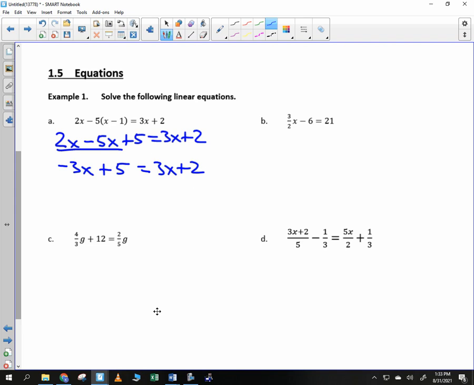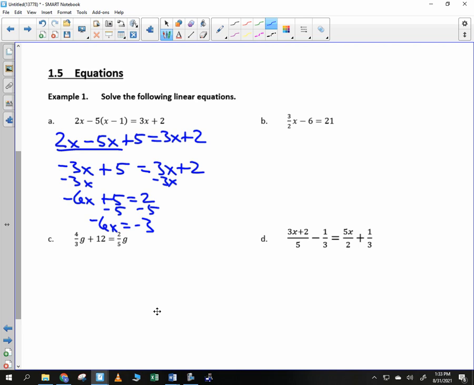Now what? Oh, 2x minus 5x. So now I'm going to subtract 3x from both sides. So negative 6x plus 5 is equal to 2. Sure, you can create a positive x or a negative x. Doesn't matter either way. I subtract the 5. I get negative 6x is equal to negative 3.